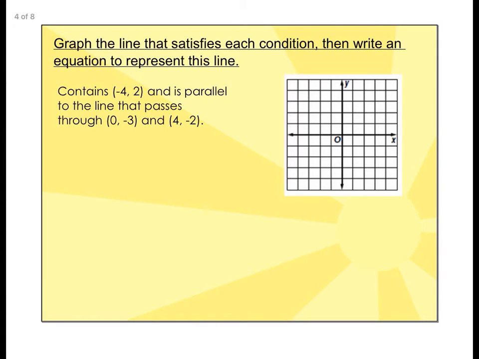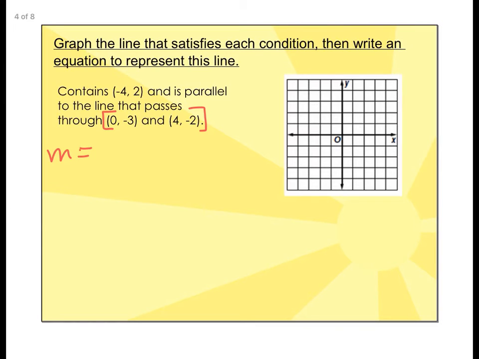Okay. We also need to be able to write equations and then graph them. So this one says this line contains (-4, 2), and it's parallel to the line that passes through (0, -3) and (4, -2). So these points here are of the first line that already exists, and it's saying that this new line will be parallel to this line here.